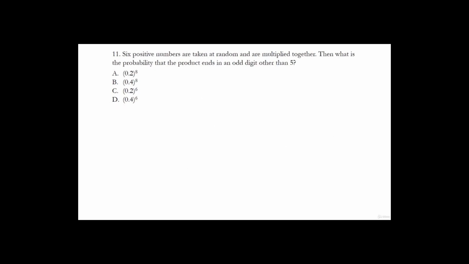6 positive numbers are taken at random and are multiplied together. Then what is the probability that the product ends in an odd digit other than 5? Now, the odd digits are 1, 3, 5, 7 and 9. If we include 5 in one of the numbers, definitely the result will end in 5, because 5 multiplied with any odd number will have 5 in the unit digit.